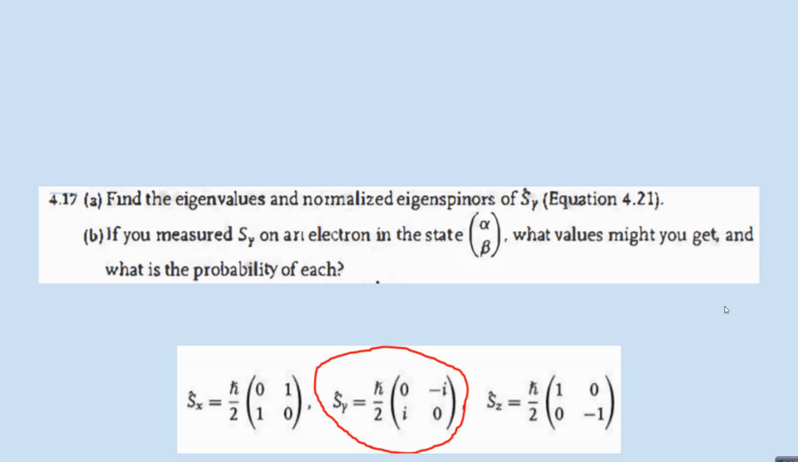4.17 is split into two parts. Part A asks us to find the eigenvalues and normalized eigenspinors of the spin matrix Sy. Part B asks us, if we were to measure Sy on an electron in the state (alpha, beta), what values might we get and what the probability of measuring each one would be. Sy, the spin matrix Y, is highlighted below.